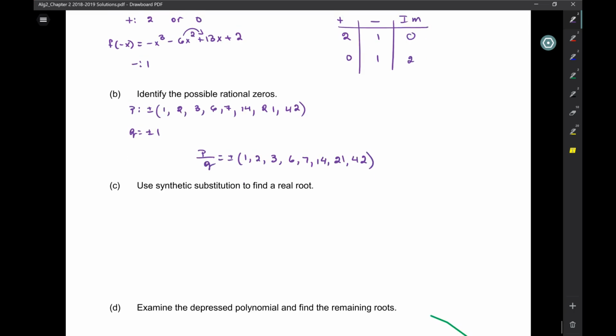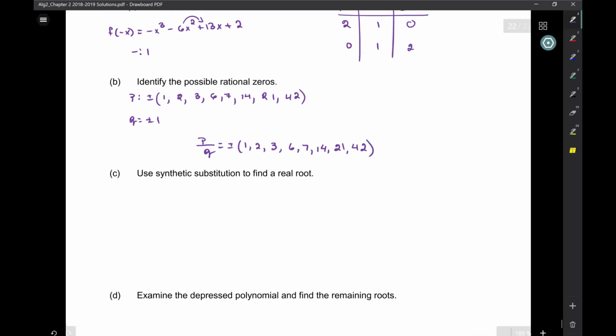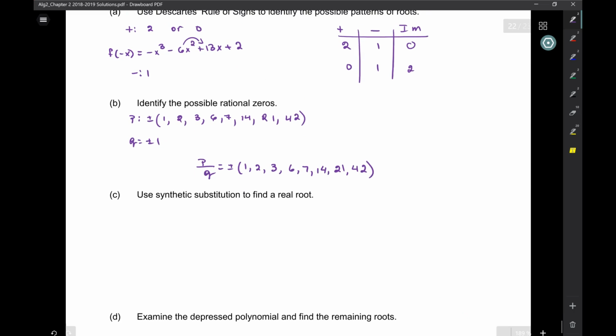All right. Now, we're going to use synthetic division to find our real root. So basically, we have all of these numbers here: 1, 2, 3, 6, 7, 14, 21, 42, and their negatives. We have 1, negative 1, 2, negative 2, 3, negative 3. We're going to start doing synthetic division with each and every one of those numbers until we hit one that gives us a 0. Okay?